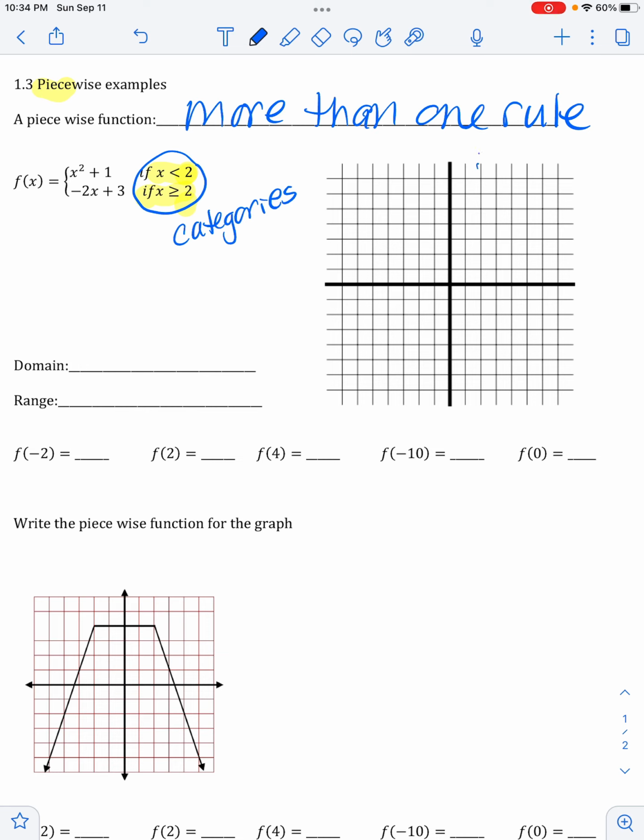So what I like to do if I'm forced to draw these is I make myself a little dashed line here at x equals 2. Keeping in mind that the top graph is going to have an open circle because that's the strictly less than, and the bottom's greater than or equal to. So that's going to be my included piece. So depending on the category, you use a different rule.